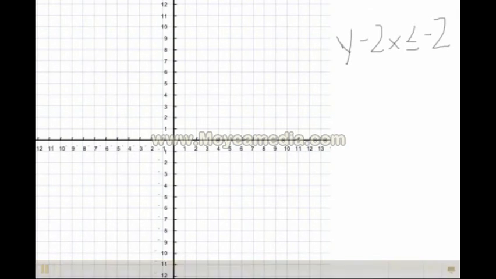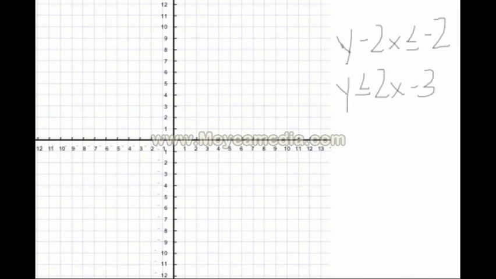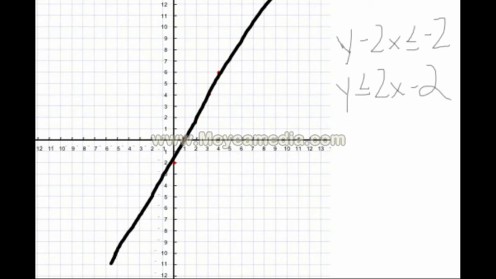Negative 2x is less than or equal to negative 2. Well, first I need to get that looking like slope-intercept, so I'm going to add 2x to both sides. And I get y is less than or equal to 2x minus 2. So my slope-intercept form there, that means my intercept is negative 2. And my slope is going to be positive 2, so that's up 2 over 1, up 2 over 1, up 2 over 1, up 2 over 1. And that means that my line is going to look something like this.